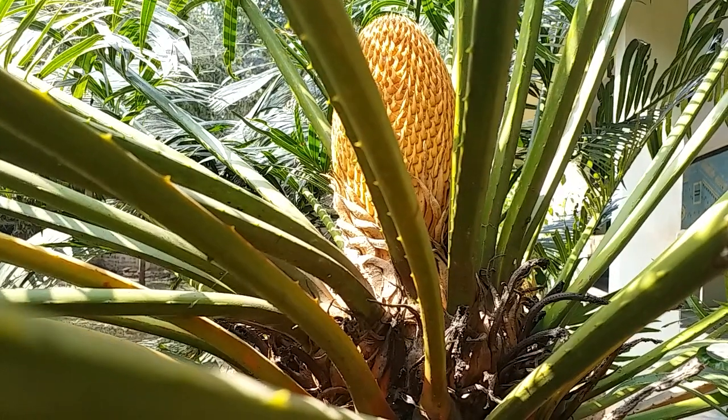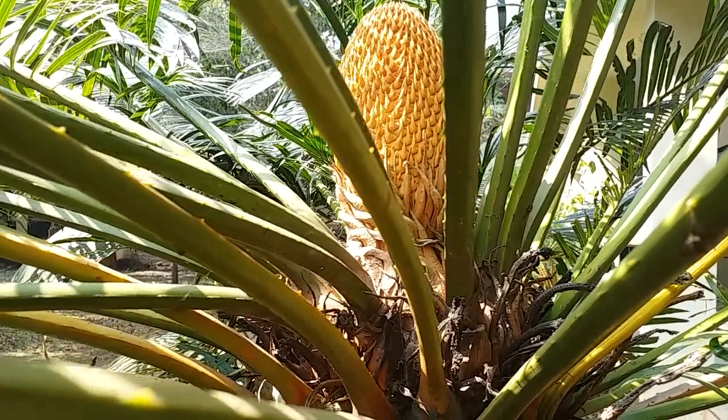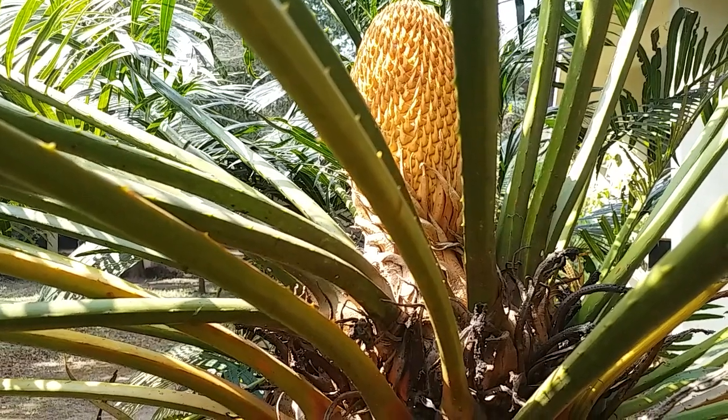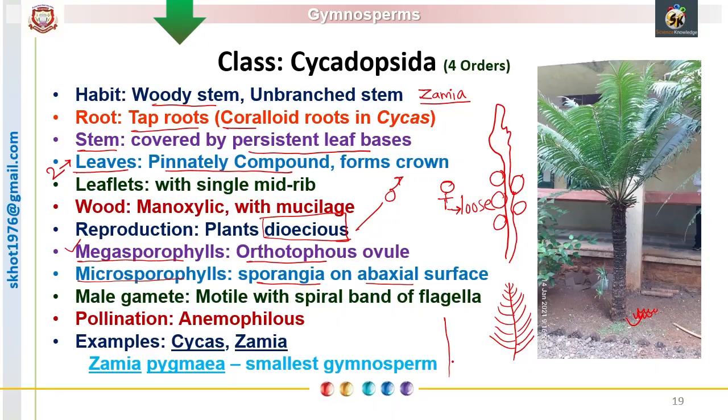Each microsporophyll bears the sporangia, that is the reproductive part, on the abaxial surface. Abaxial surface is the surface which is present away from the axis. Suppose this is the axis, then on this leaflet we will get two surfaces. The surface which is present towards the axis is called the adaxial surface, adjacent to axis adaxial, and the surface which is present away from the axis is called the abaxial surface. So the sporangia will be produced on this surface which is away from the axis, the abaxial surface.